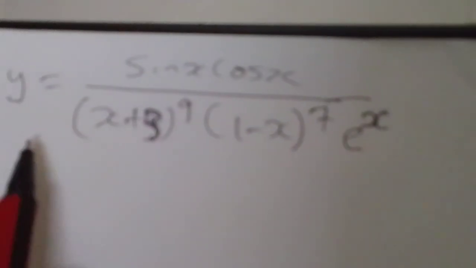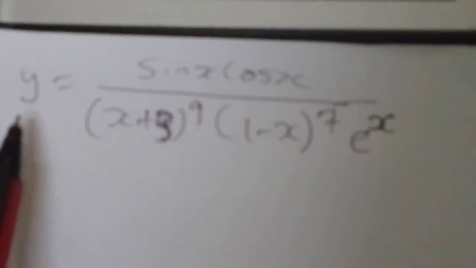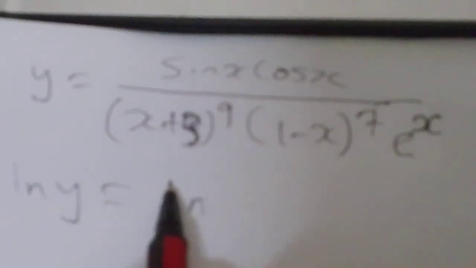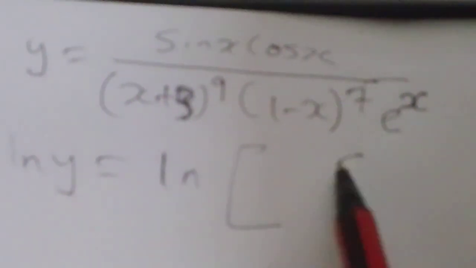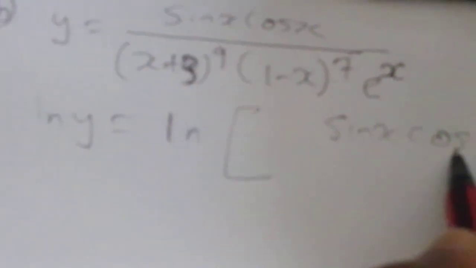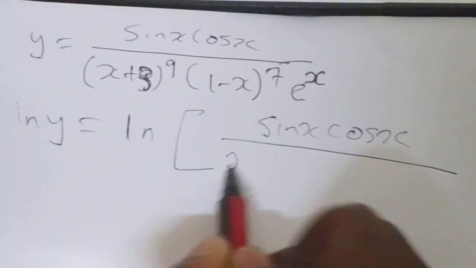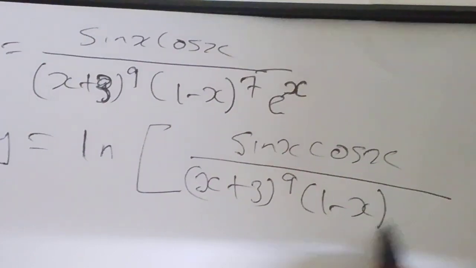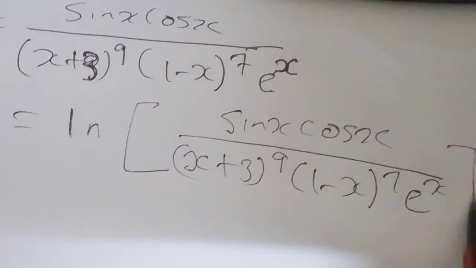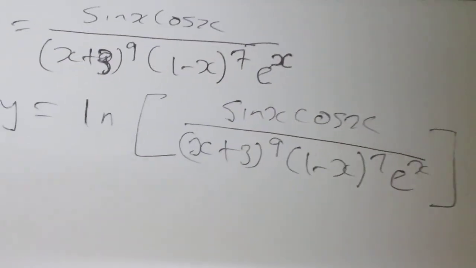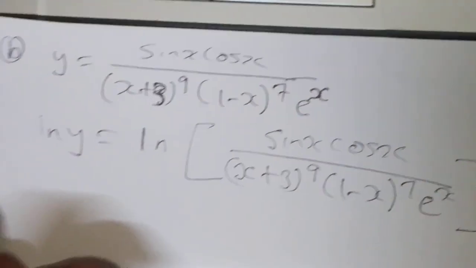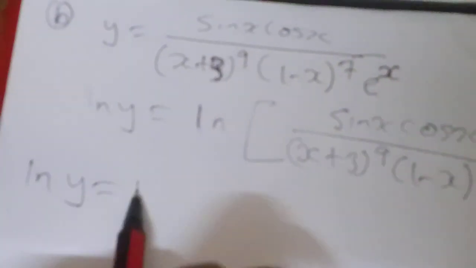You're going to introduce ln on both sides of the equation. So this will be ln y is equal to ln of the bracket, sin x cos x over (x + 3)^9 (1 − x)^7 e^x. Then from here you have to distribute the ln over this part, so you're going to say ln y is equal to ln.